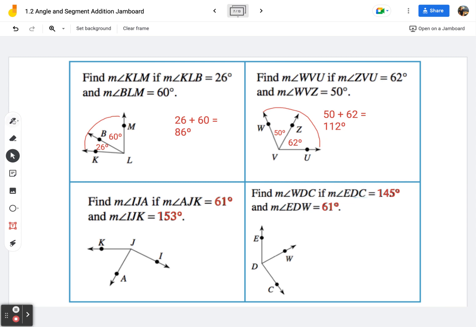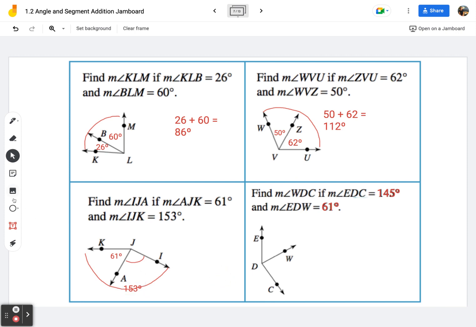Okay, in this diagram on the bottom left, we want to find the measure of angle IJA. So this time, we want the measure of one of the smaller angles. And the measure of angle AJK is 61 degrees. So this other acute angle is 61 degrees. And the measure of the large outer angle, IJK, is given as 153 degrees.